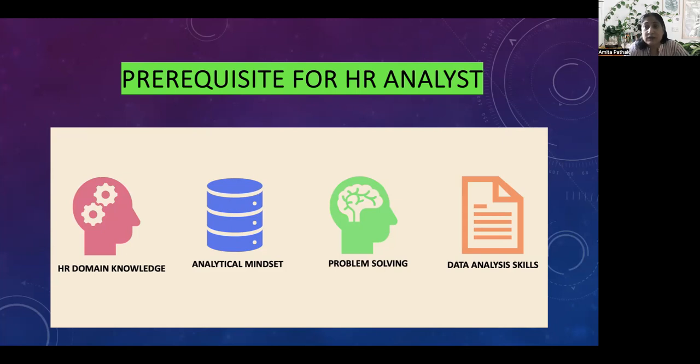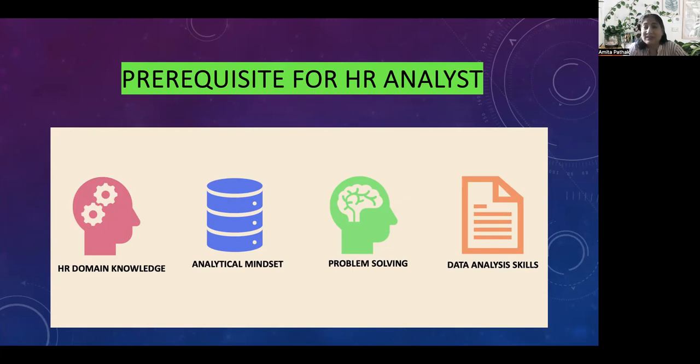Dear friends, we understood in the previous slide that there are a lot of functions in the HR department. When there are a number of functions in the HR department, it means that a huge quantity of data is being generated every moment. And if we talk about a day, a huge quantity of data is being generated. Whether it is recruitment, training and development, attendance system, or performance management, in each and every department, data is being generated.